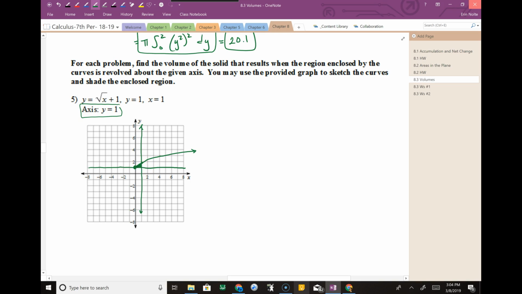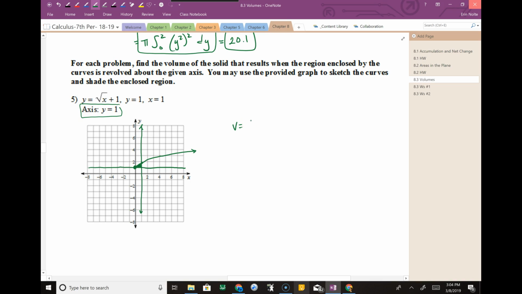If we revolve it around y equals 1, is it going to be a disk or a washer? It still is a disk, because that area is touching our line of revolution, if it touches it the whole time. If it's not touching the line, there's going to be that hole. Because we already know what a disk is.